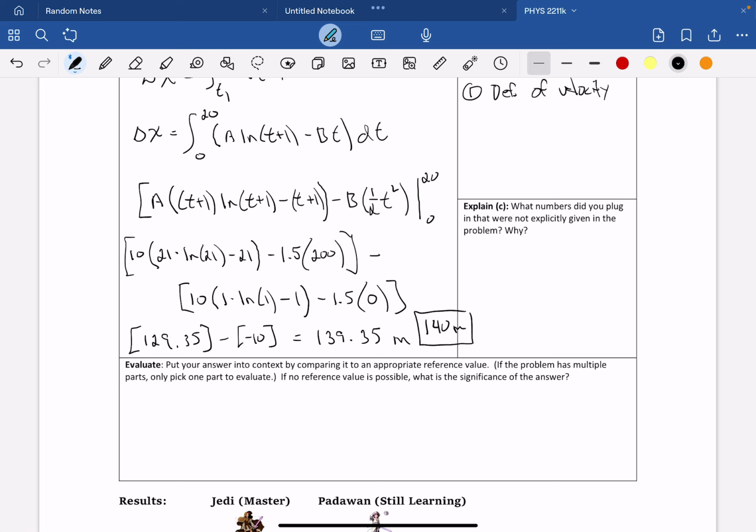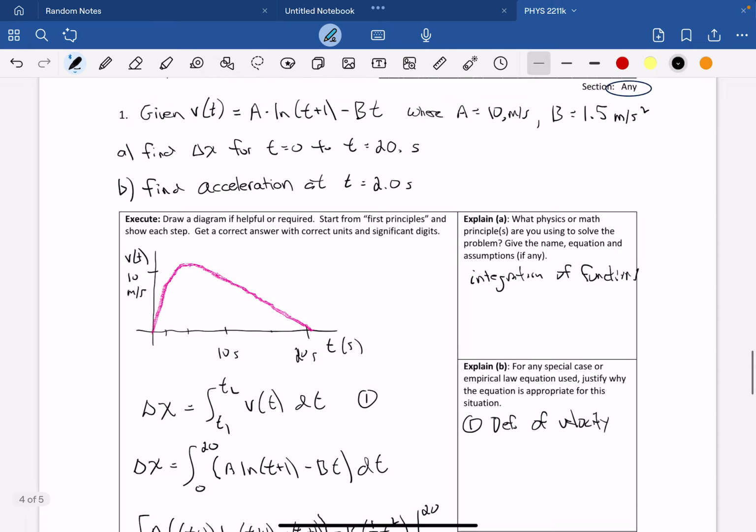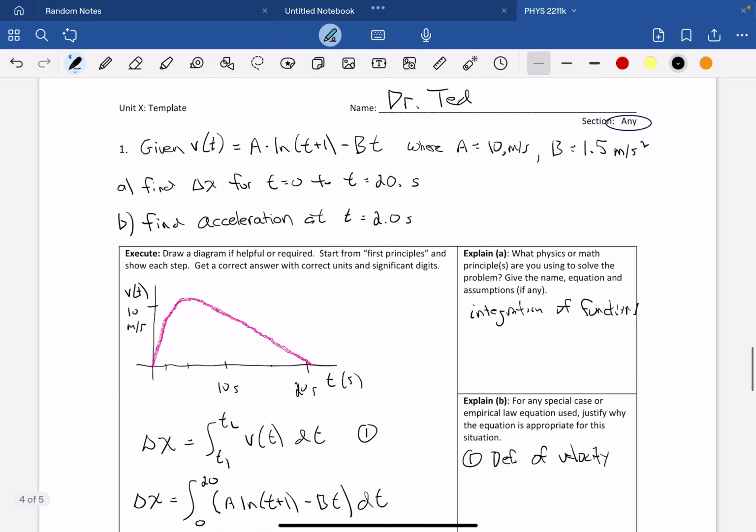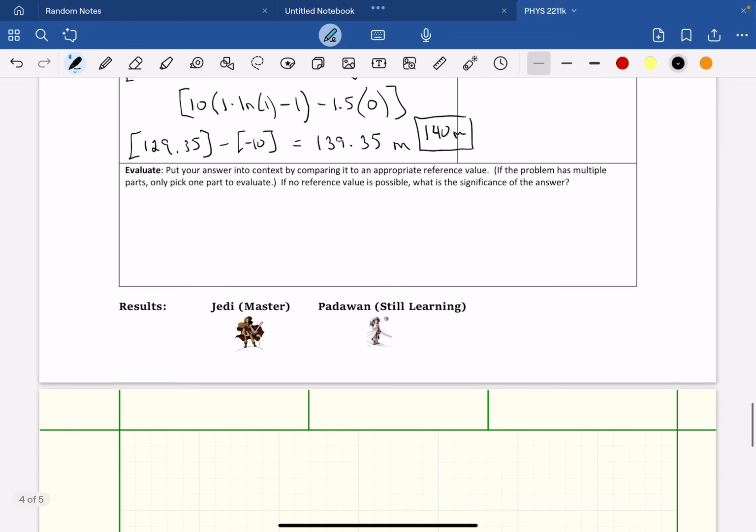because you want the person grading it to be able to find it. So all of that was part A, and I ran out of room. So I'm going to do part B on the back of the paper.